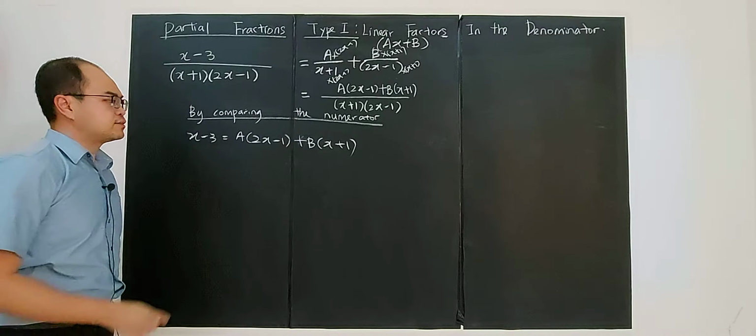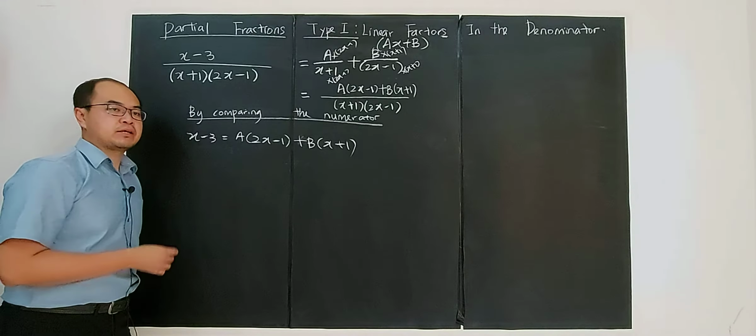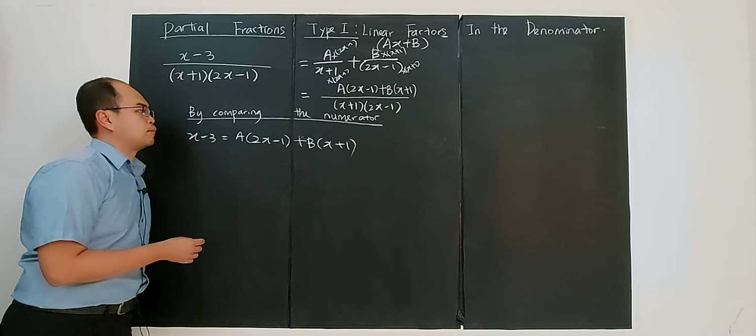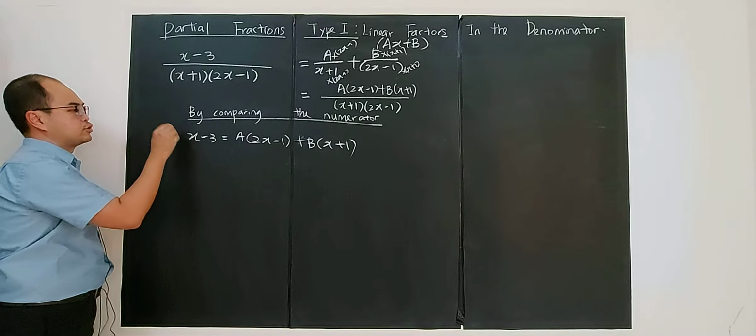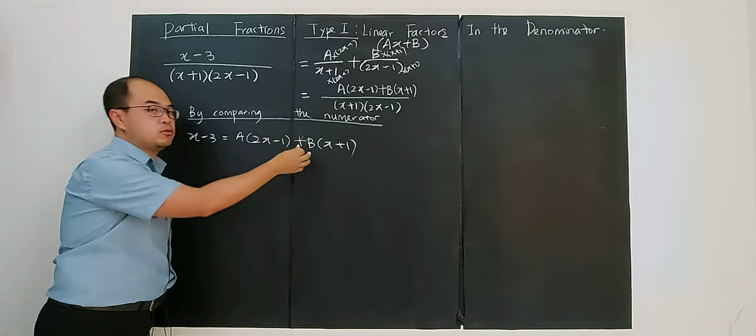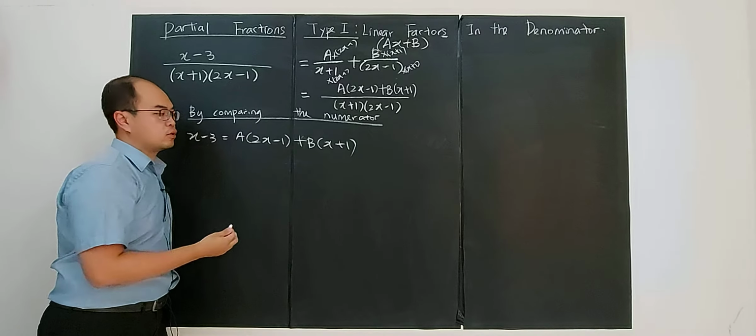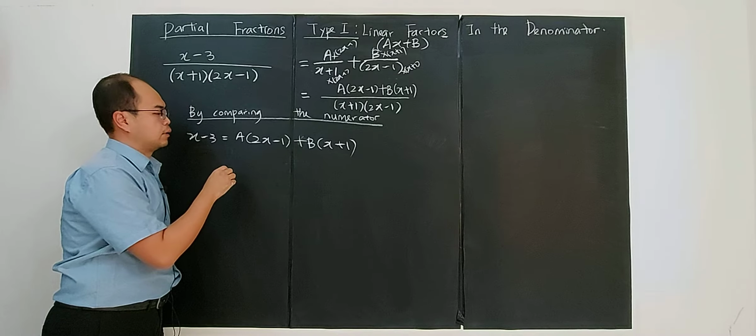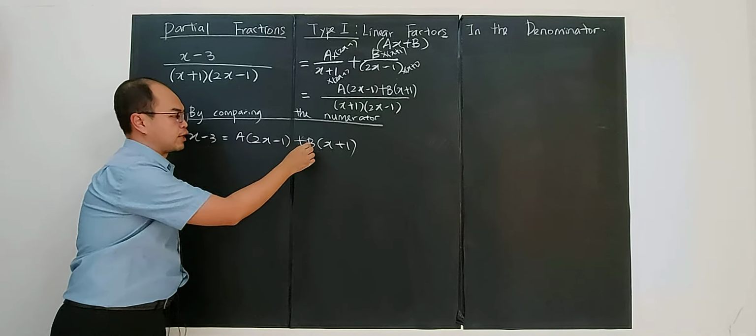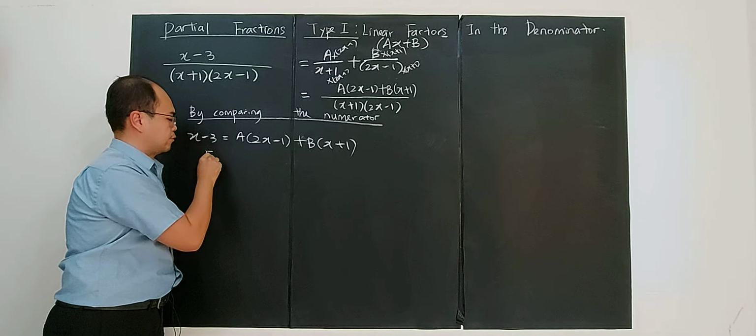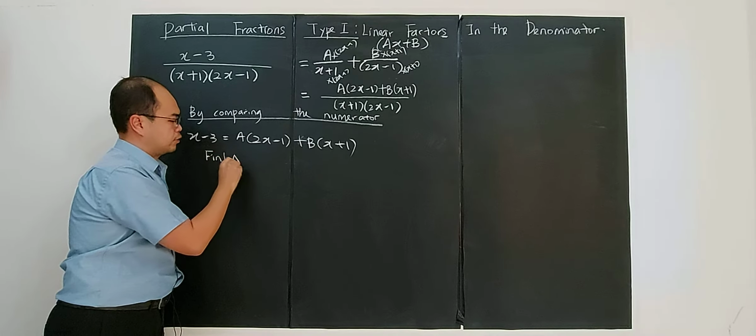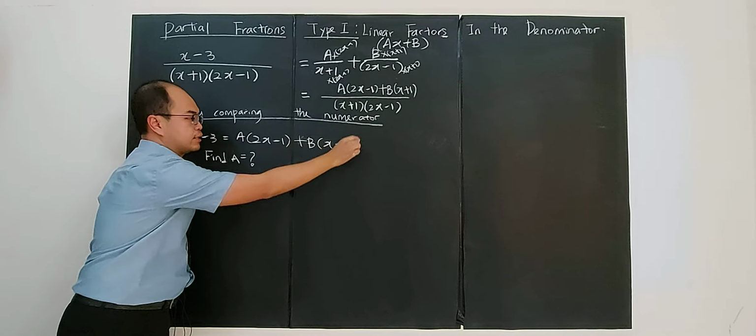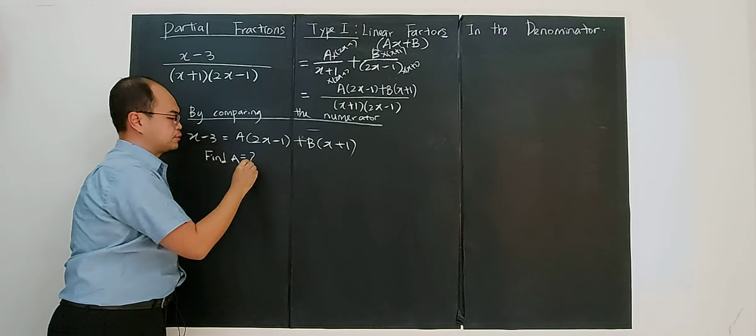So the first technique I'm going to introduce you is by using substitution. There are two types of method. You can use substitution, or substitute a value, or you can compare the coefficients. Alright, so I will introduce you the best method. So for example, I want to find a, right? I want to find a. So I'm going to eliminate this.